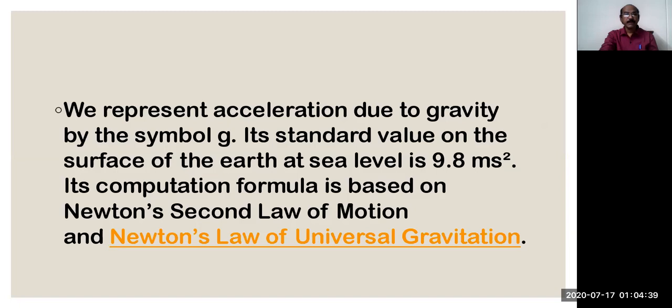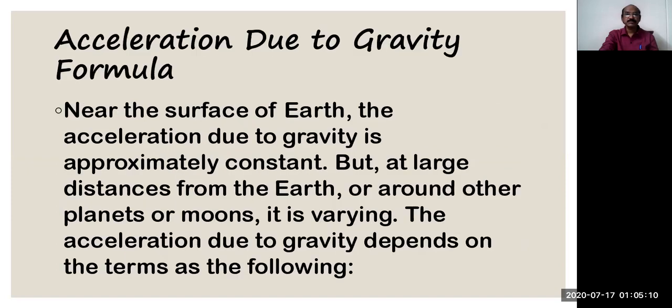We represent acceleration due to gravity by the symbol small g. Its standard value on the surface of the earth at sea level is 9.8 meters per second square in the SI system, and its computation is based on Newton's second law of motion and Newton's law of universal gravitation. The acceleration due to gravity formula.